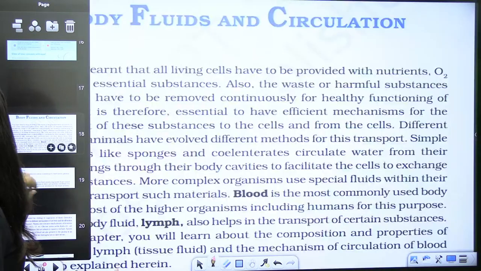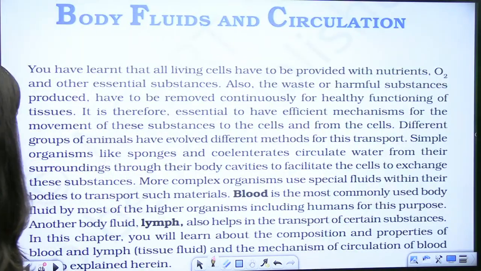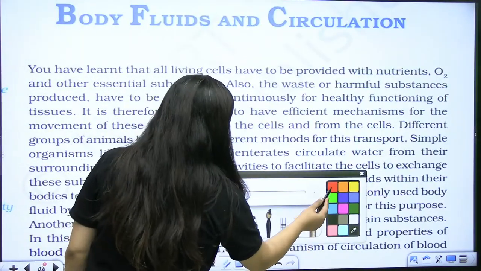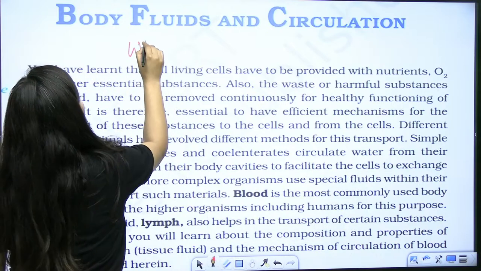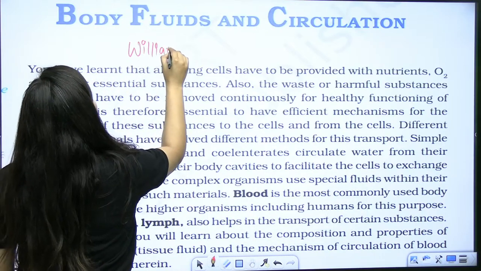So now we have to start the chapter. I'll give you one scientist's name as well: William Harvey. Do you know about him? William Harvey. Anyone?